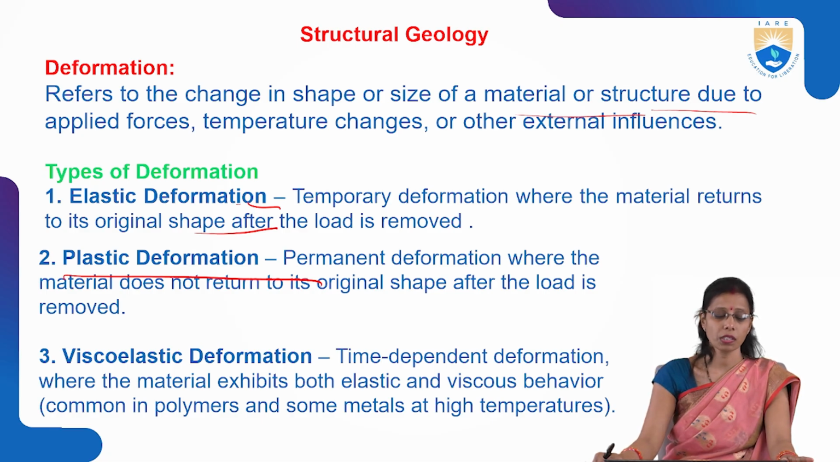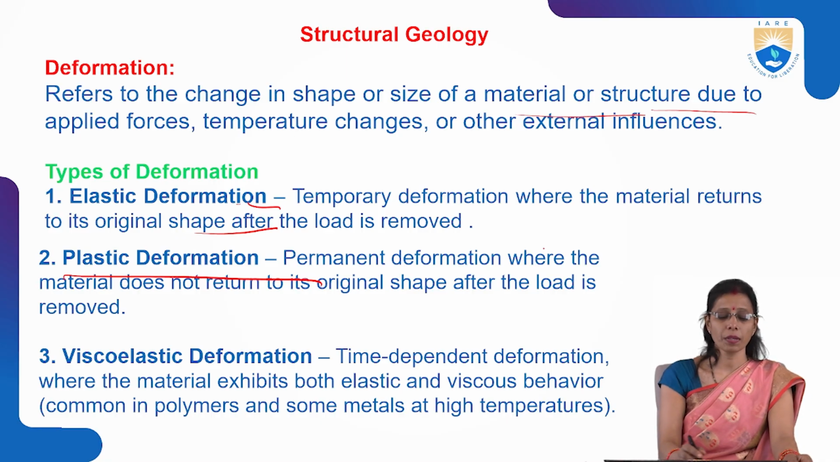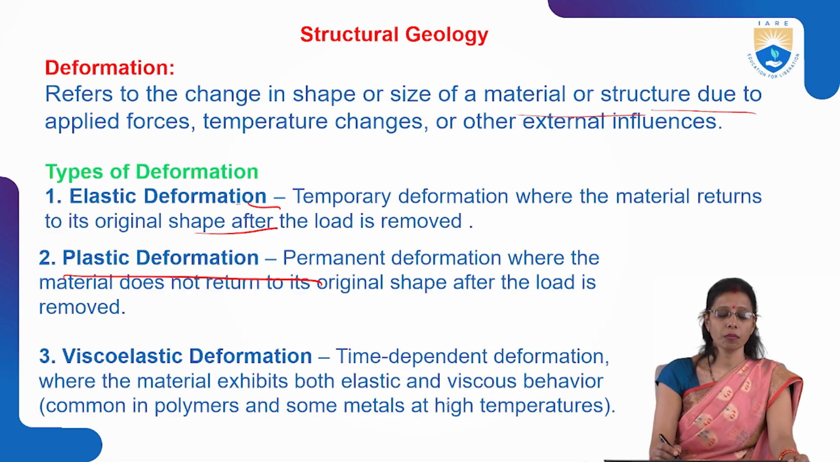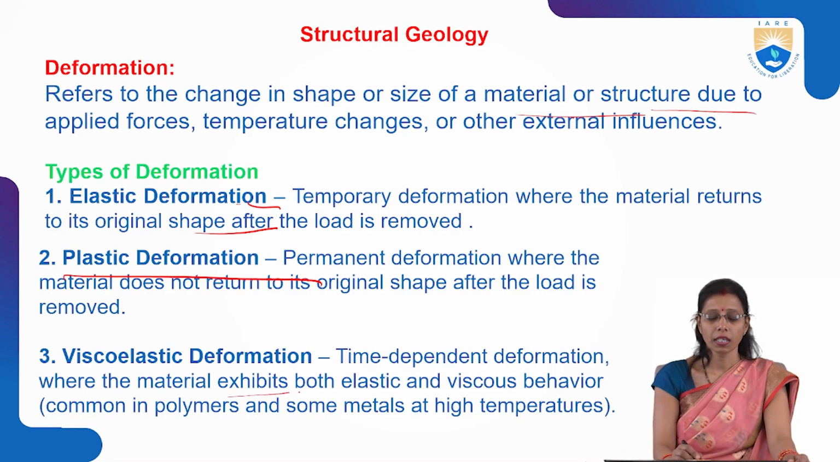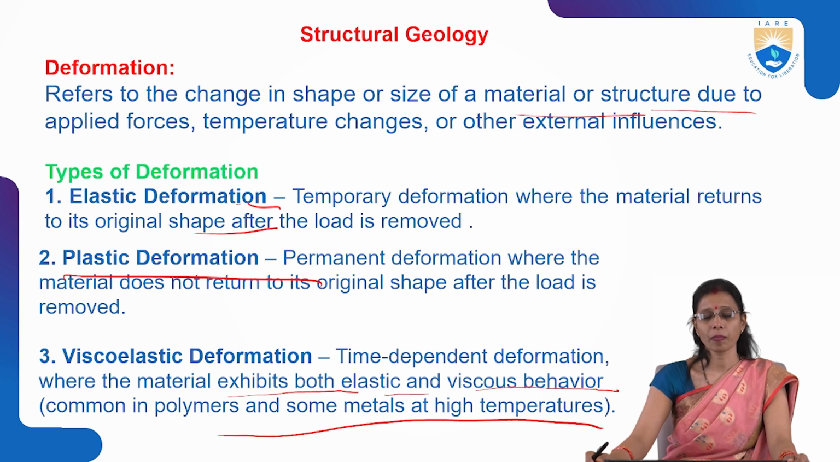Once the load is removed, when you apply a load on an elastic material, it will be pressurized and compress. As we remove the load, it will come back to its original position. That is elastic deformation. Plastic deformation is a permanent deformation where the material does not return to its original shape after the load is removed. Viscoelastic deformation is time dependent deformation where the material exhibits both elastic and viscous behavior, common in polymers and some metals at high temperature.